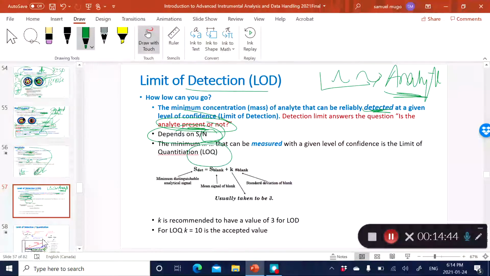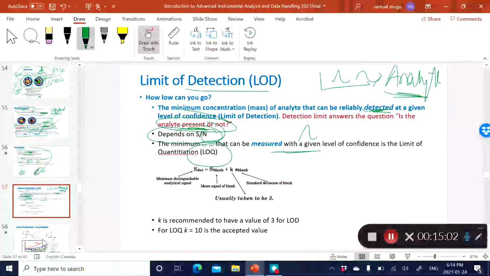Now, there's what you also refer to as a limit of quantification. And the limit of quantification is very similar to the limit of detection. Now, the only difference is it defines the minimum peak that I can get, but I'm fairly confident that it is reproducible. All right.